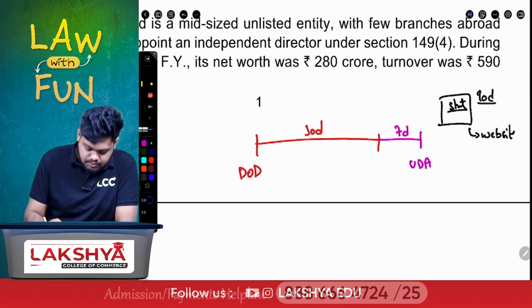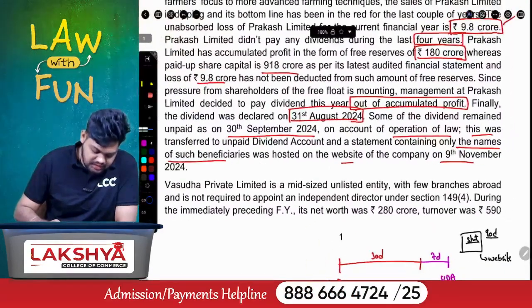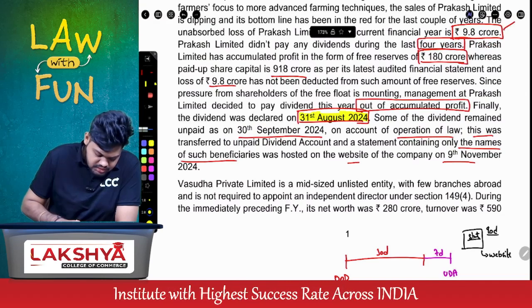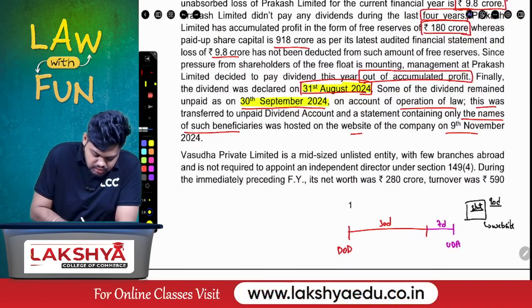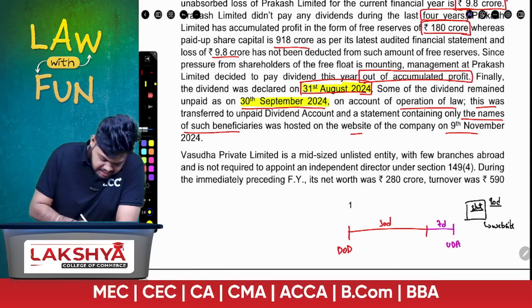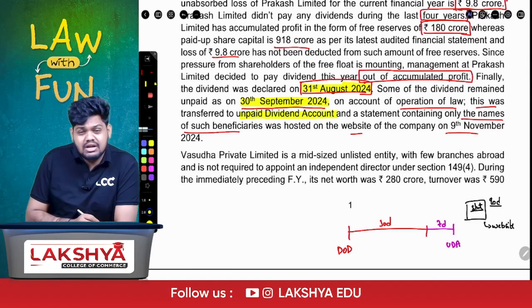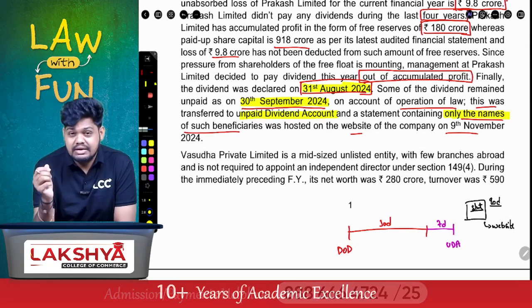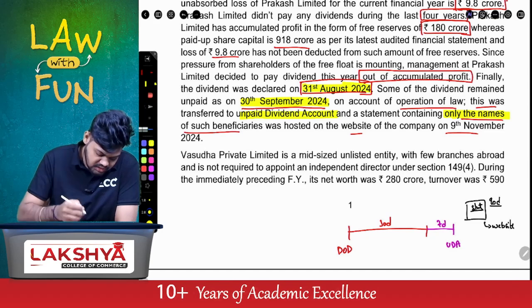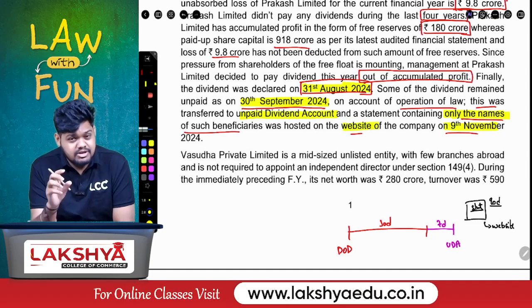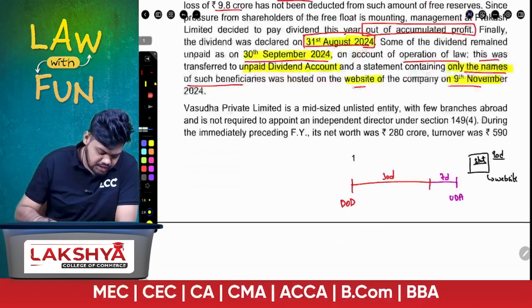Now, if you look at the question properly here, they have mentioned that the dividend was declared as on 31st August, but it was not paid as on 30th September. That means the amount must be transferred to the unpaid dividend account, and they did so. They did transfer the amount to the unpaid dividend account, but the statement so prepared here contained only the names. That is one non-compliance of the company here, the first point. Then it was posted on the website on 9th of November, which is within the limits because 90 days is given to us. Continue the process.